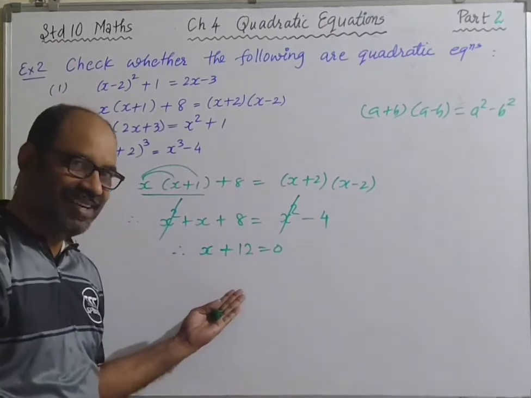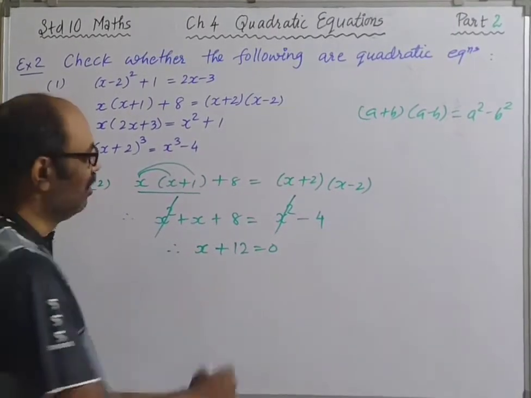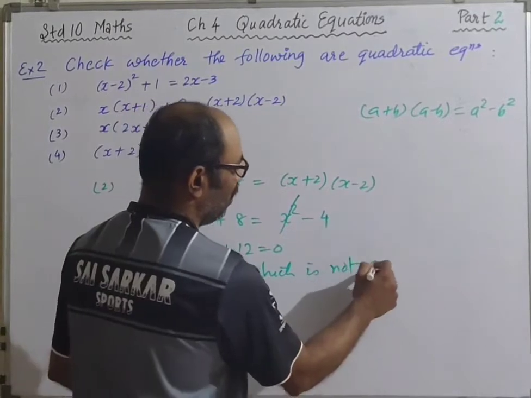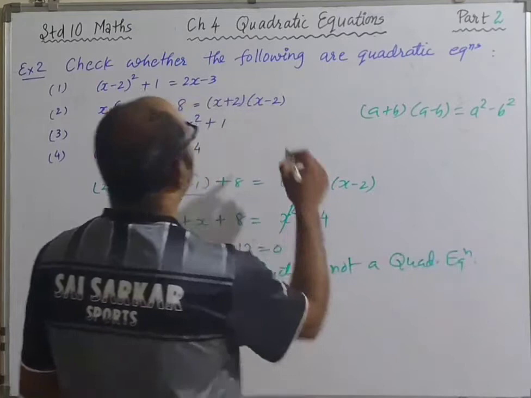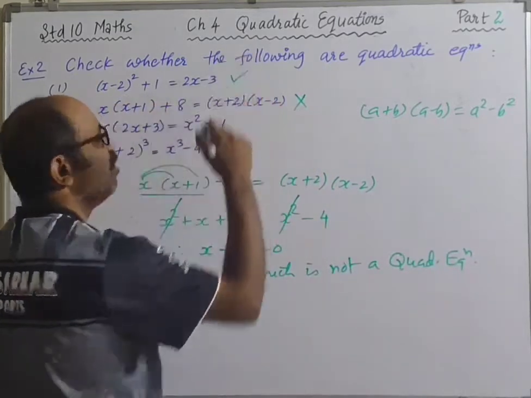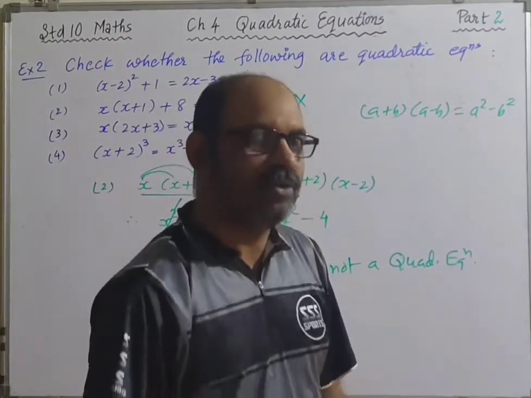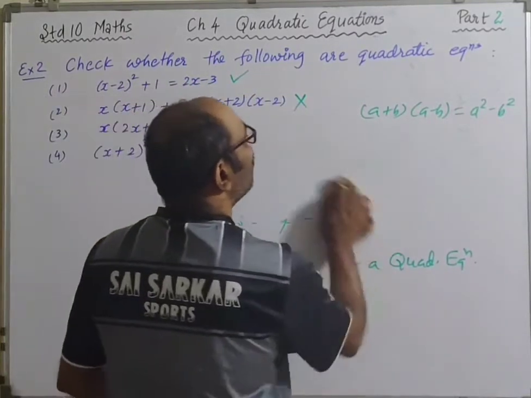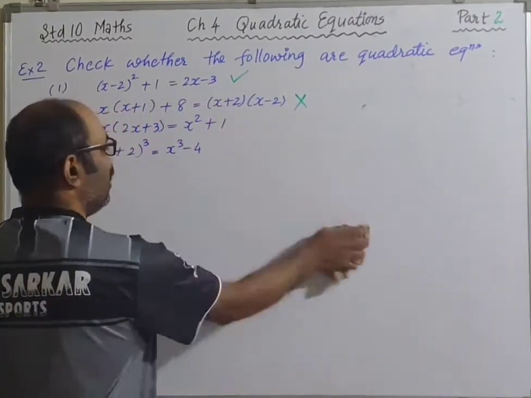Now this is a linear equation. This equation has degree 1, which is not a quadratic equation. So the second one is not a quadratic equation. The first one, yes, it was a quadratic equation. Now moving on to the next one, and that is number 3. Let's see whether it is a quadratic equation or not. Okay.